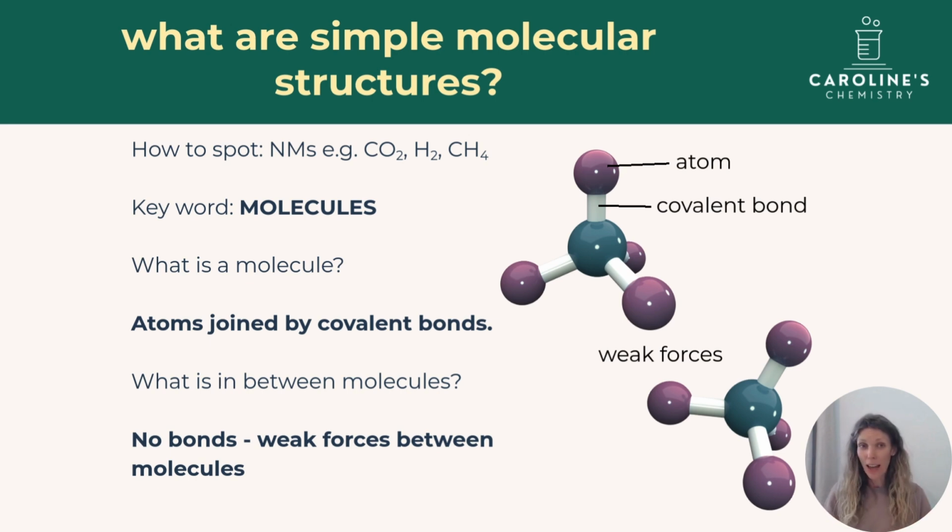Your key word, therefore, that you're going to use throughout your exam answers is molecules. And only for this structure type can you use the word molecules. And what are they? They are quite simply atoms joined by covalent bonds. And you can see that in the diagram. So the blue and the purple spheres, those are our atoms, and then they're joined by covalent bonds. Covalent bonds, note this down, are a shared pair of electrons. A shared pair of electrons. And covalent bonds are really, really strong.